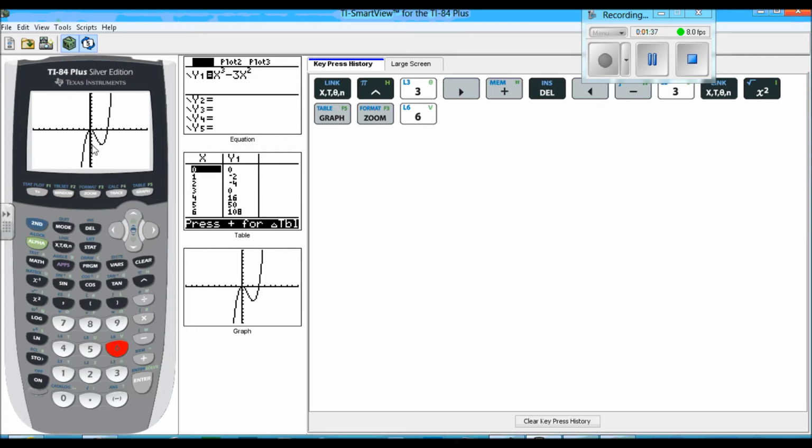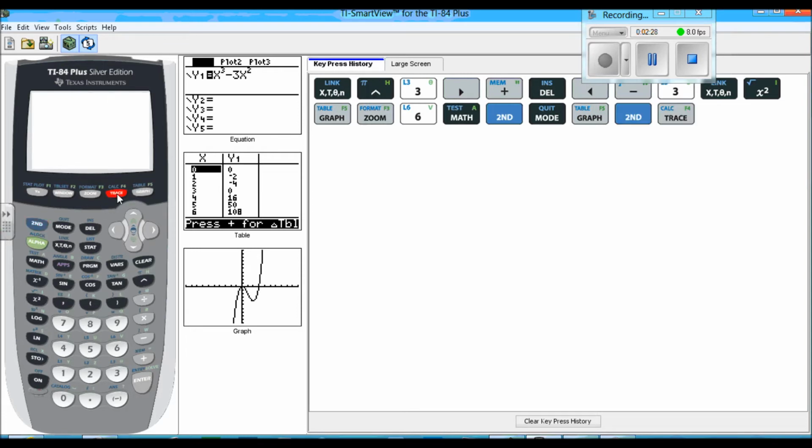So let's say we want to find this point where it crosses 0. We should know what it is. It's x equals 3. But we can get the calculator to tell us that, and sometimes it's not so easy to find, so this will be helpful. In order to do that, you go into Calc. And what do we want to calculate? The 0. So number 2.